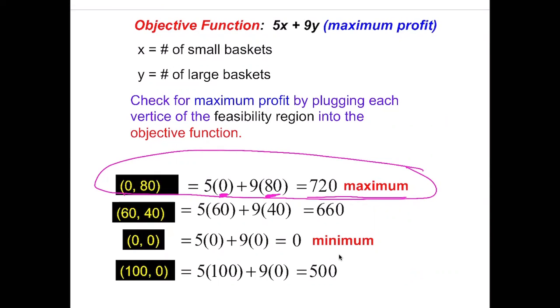So really what your process is, you have to come up with your objective function. You have to come up with your constraints. You have to graph them and find the vertices of the feasible region. And then you're going to plug those vertices into your objective function to determine which one either maximizes or minimizes your function, depending on what you are trying to find.